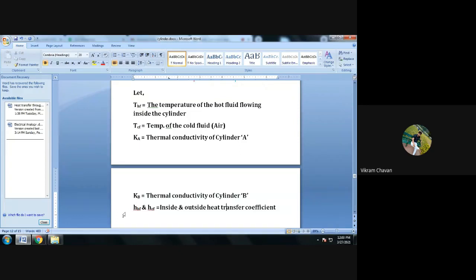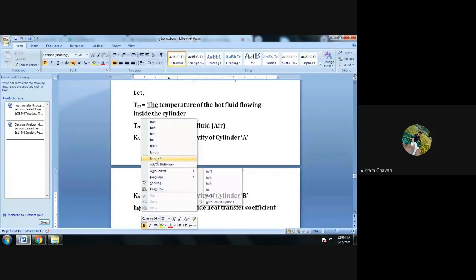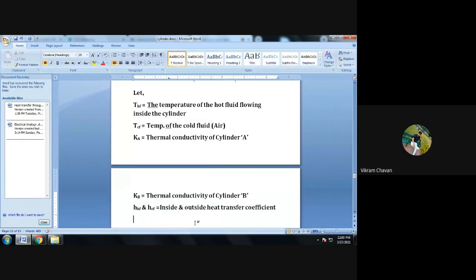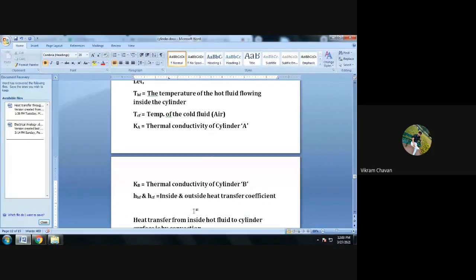Then H suffix HF and H suffix CF are equal to the inside and outside heat transfer coefficients.